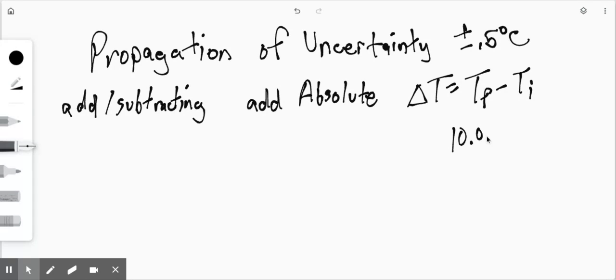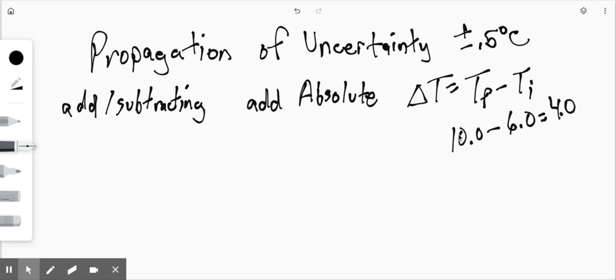So we look at one measurement. Our last measurement was 10.0 degrees Celsius. Our first measurement, let's just say, was 6 degrees Celsius. So we know we get 4.0 degrees Celsius. But the question here is, how did uncertainty in both of these measurements propagate through? Well, our rule says if we're doing addition or subtraction, which is what we're doing, we have to add the absolute uncertainty for each of these measurements.